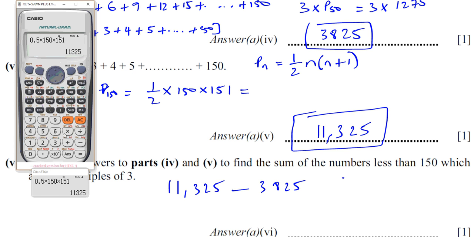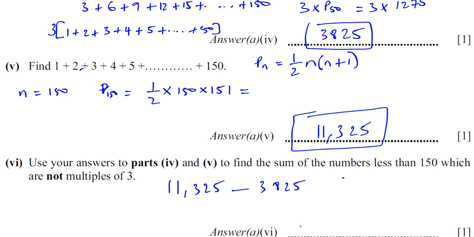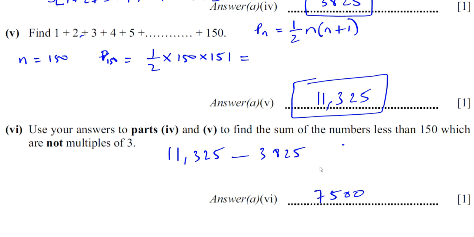So we have 11,325 minus 3,825, and that gives us 7,500, which is our answer. So 7,500 is the sum of all the numbers which are less than 150, which are not multiples of 3. Okay, so now I'm going to go on to part B itself.